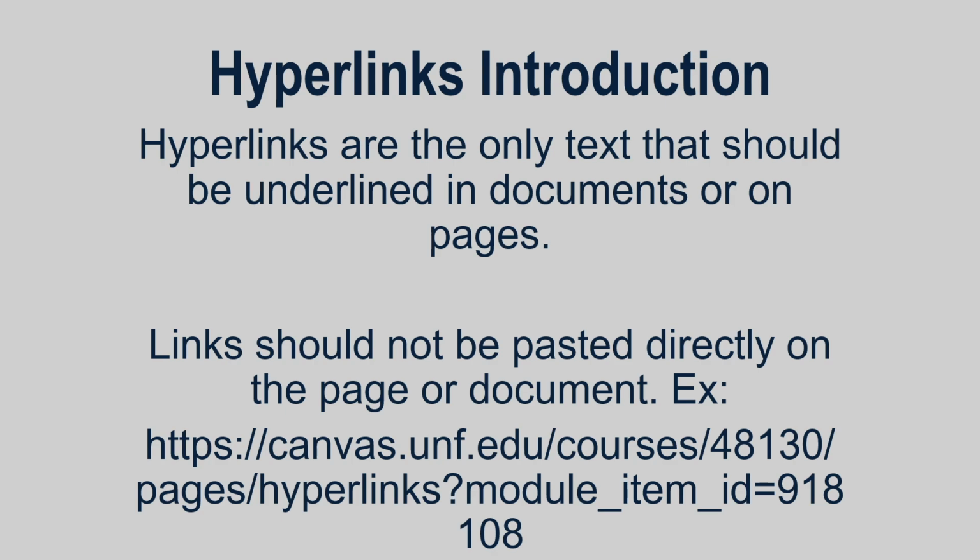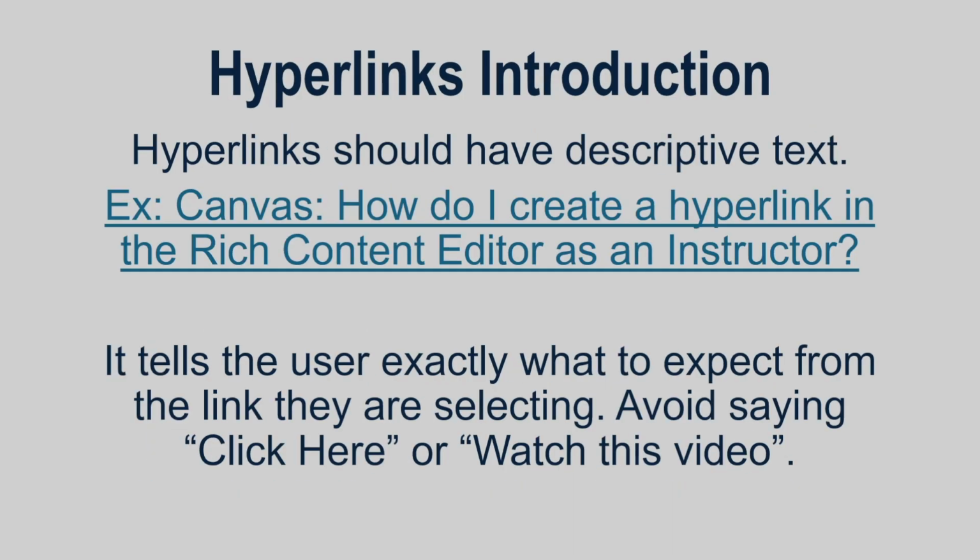Links shouldn't be pasted directly on a page or document, and you can see an example here of a raw link. This is because if you have someone who's using a screen reader, it encounters raw links like this as individual characters. So your student would get read out individual characters from this link, from H to 8. So what should you do instead?